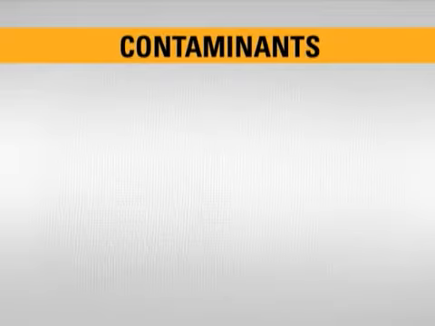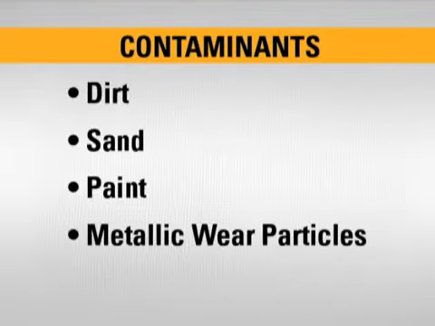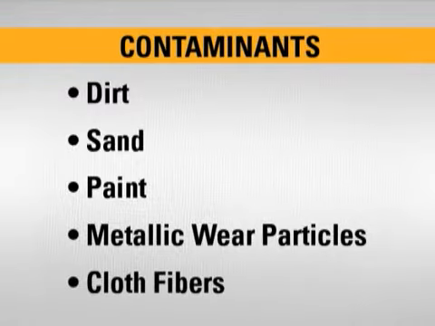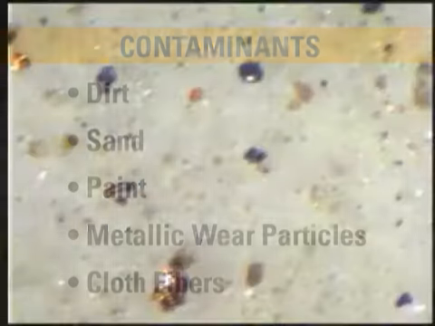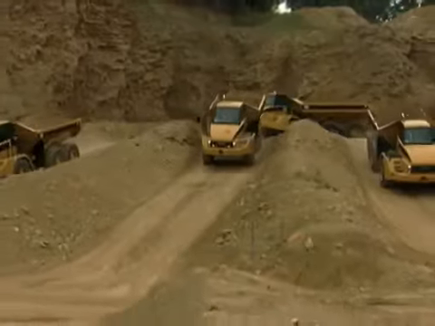These include such things as dirt, sand, paint, metallic wear particles, and even fibers off rags. In fact, contamination is anything that does not belong in the system. These particles look like this in dirty oil. A microscope reveals the actual difference in appearance between dirty oil and clean oil.